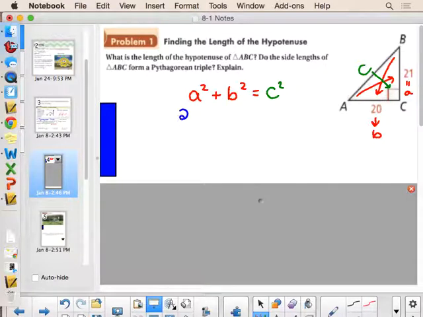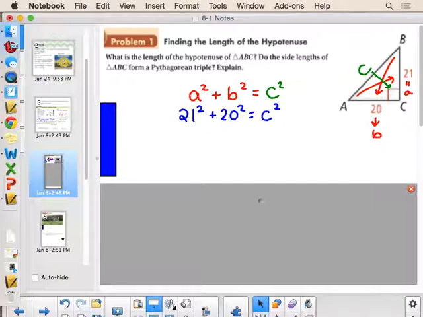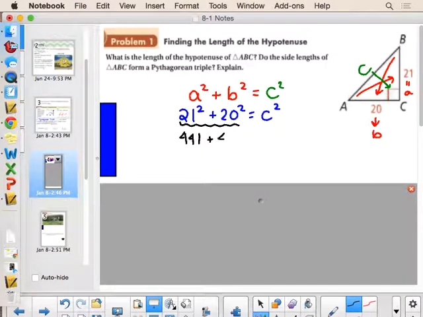So we got 21 squared plus 20 squared equals c squared. Alright, so I need to simplify my left-hand side. 21 squared plus 20 squared, we have 441 plus 400. Can't do anything yet with c squared. 441 plus 400 is 841 equals c squared. And then, to get c completely by itself, I'm just going to take the square root of both sides. And the square root of 841 is 29.